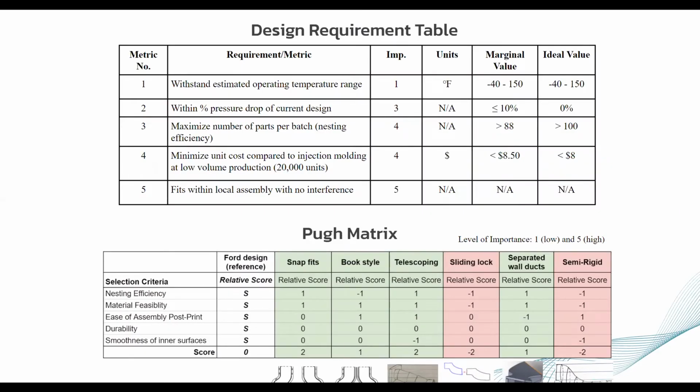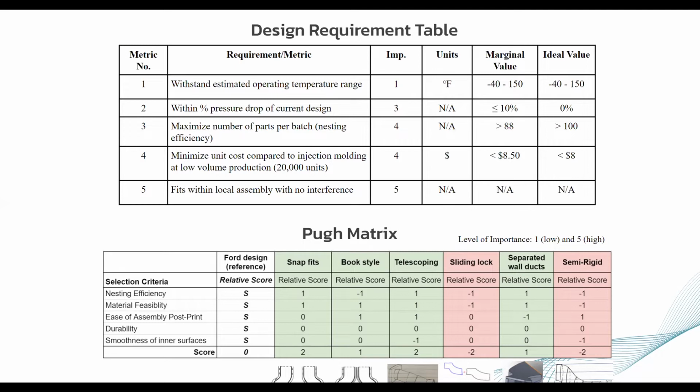So we came up with a design requirements table based on the objectives set out in the problem statement. We had 5 requirements, going from withstanding the estimated temperature range within the vehicle, being within a percent pressure drop of the current design, being able to maximize the number of parts per batch in order to minimize the unit cost, and being sure that it fits within the local assembly with no interference.